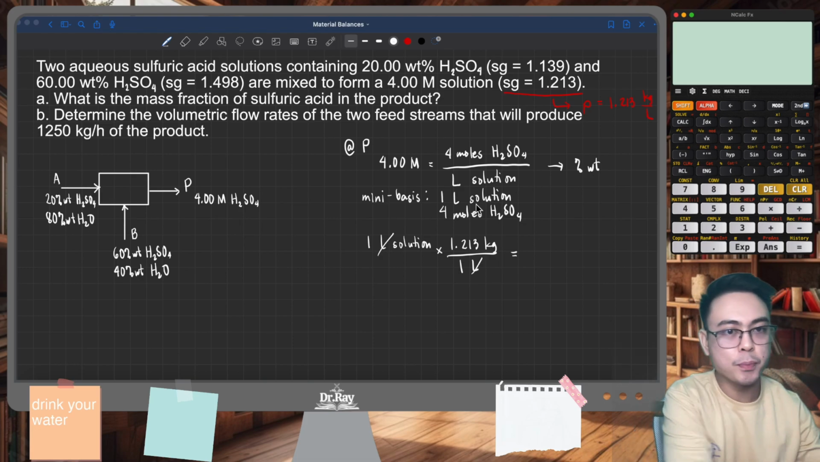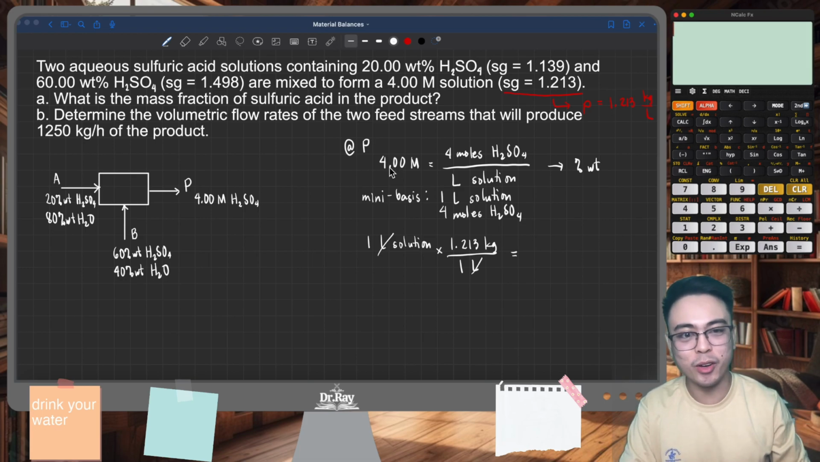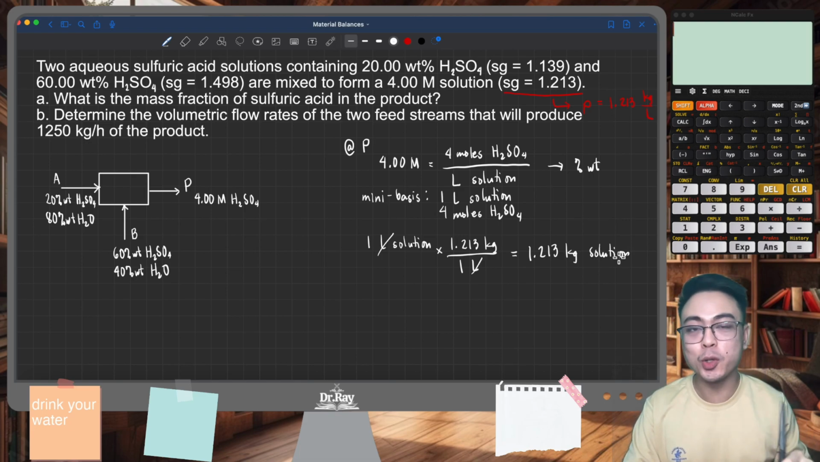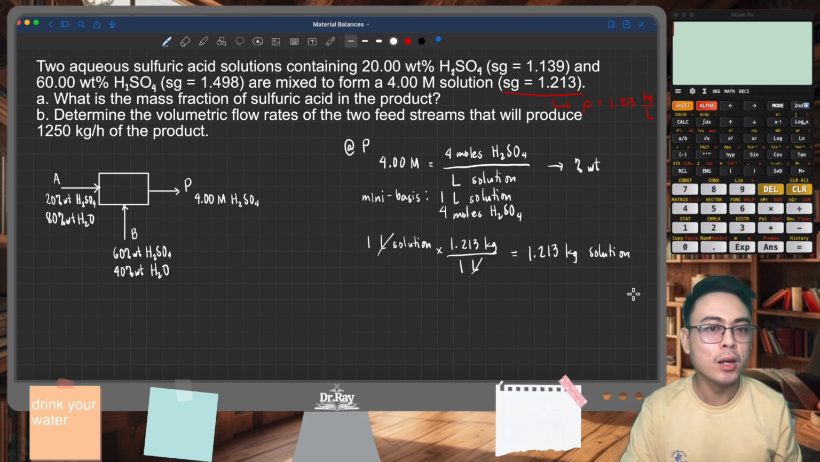Let me calculate. Sorry, no need to calculate. That's just 1 times 1.213. So that is 1.213 kilograms of the solution as well. Notice our calculator here up top, so you will be able to see my thought process in the calculations as well. So you have 1.213 kilograms of the solution.